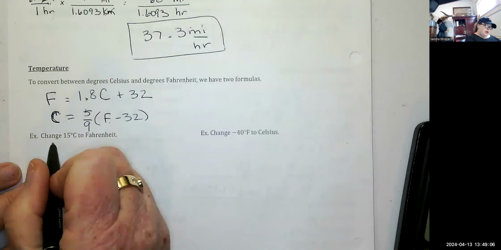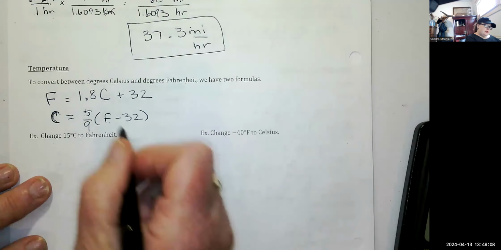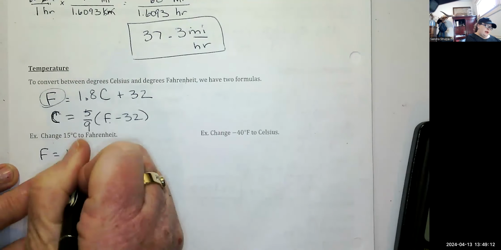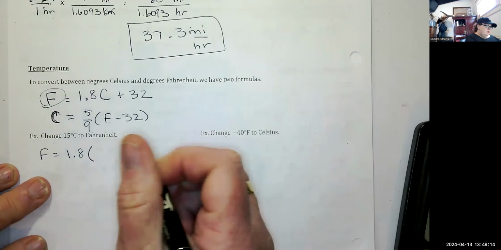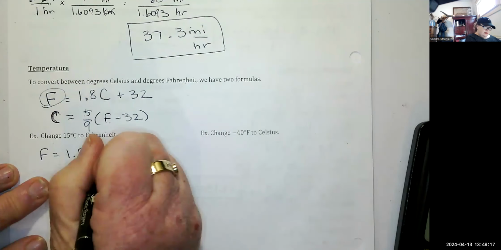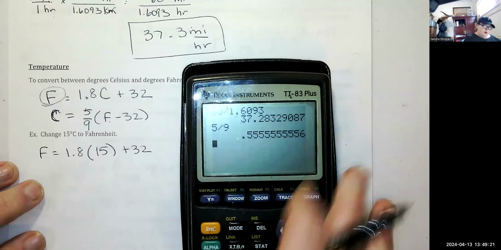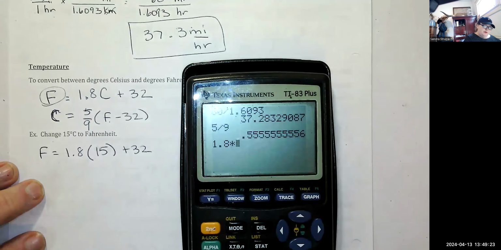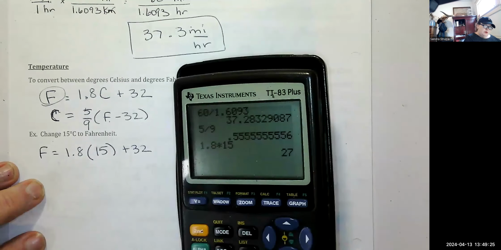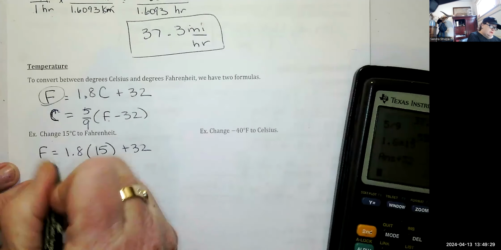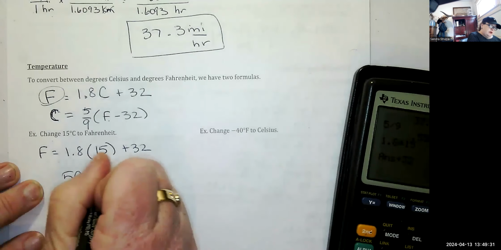All right. So change 15 degrees Celsius to Fahrenheit. We're looking for Fahrenheit. Fahrenheit is going to equal 1.8 times whatever our Celsius is, and here it's 15, and then we're going to add 32. So 1.8 times 15 is 27, plus 32 is 59 degrees. 59 degrees Fahrenheit.